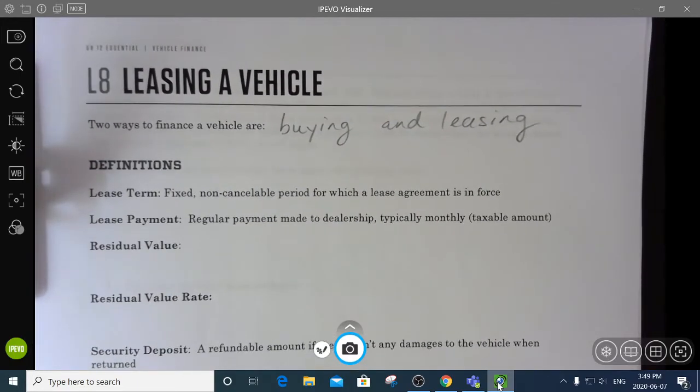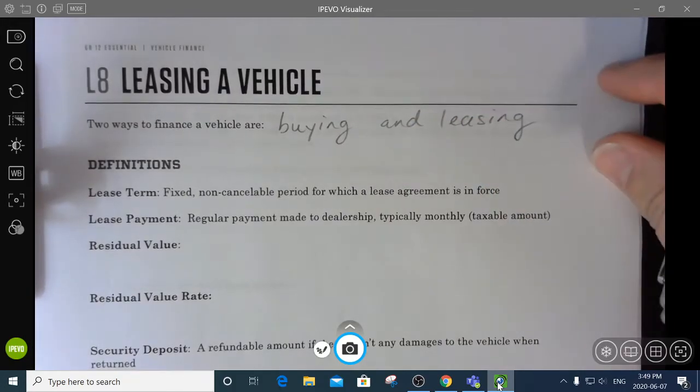So we're going to start with leasing a vehicle. And there are of course two ways that you can pay to finance a vehicle. You can either buy it or you can lease it. And there's some terminology here that we should go through.